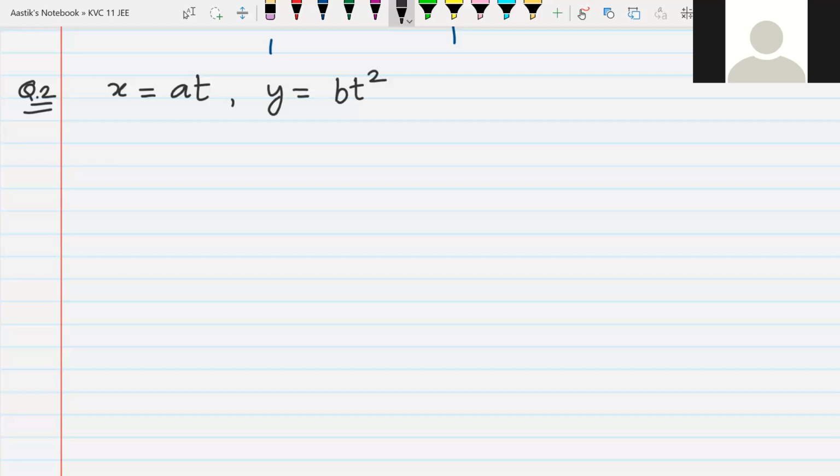We do not need t. We do not need the value of t. We need the equation of trajectory, my dear friends. I'll give you one more minute to do this. Sir, yes, beta. a square y is equal to b square x square.